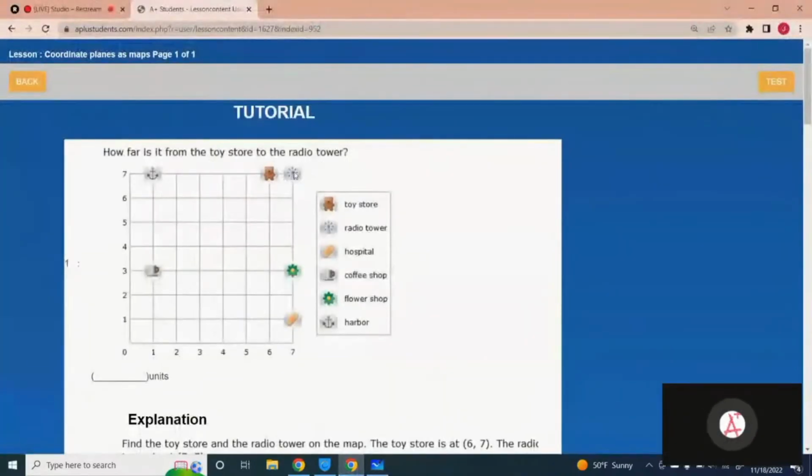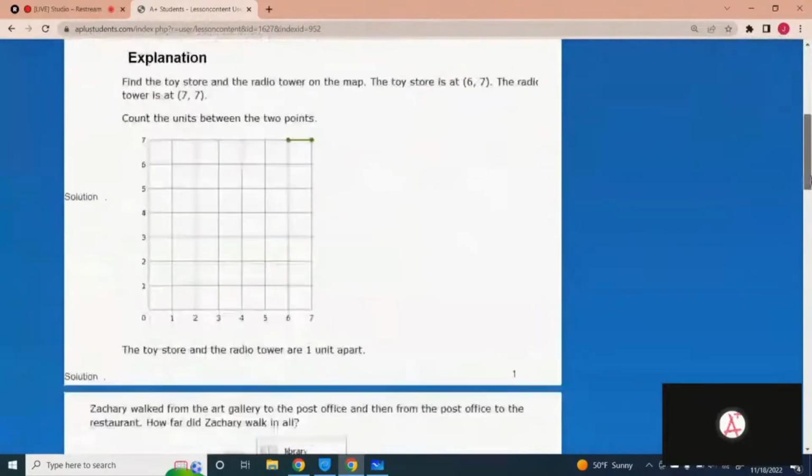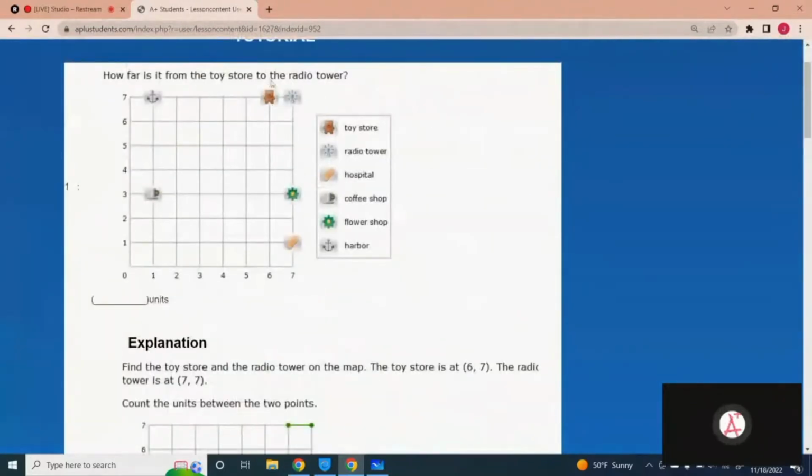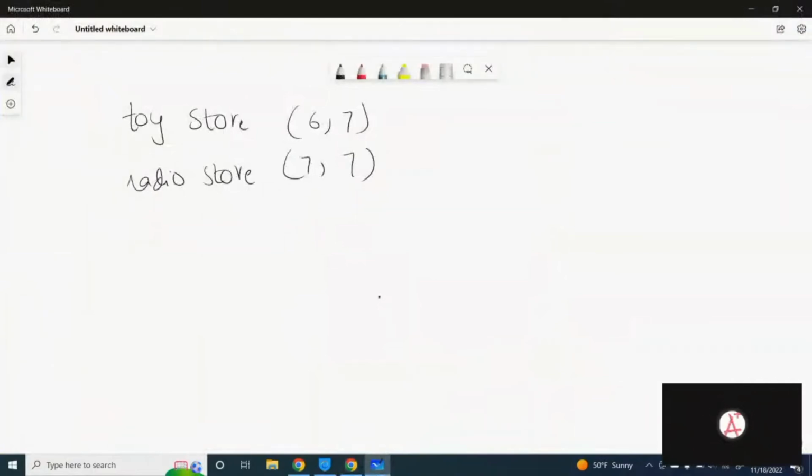Both of them are on the same line. Got it? That means they have the same y value. The y value for both of them is 7, but they have different values for x. For the toy store, x has the value 6, and for the radio tower, x has the value 7. So they are just 1 unit apart. You can see from the graph, or you can use the points. They have the same y points, so just subtract their x points. That means they are just 1 unit apart. Got it?